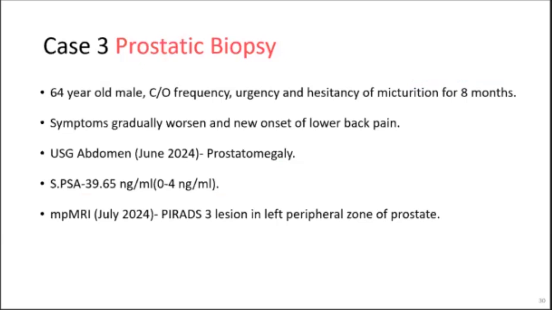Now I'll be talking about prostatic biopsies. A 64-year-old male complained of frequency, urgency, and hesitancy of micturition for 8 months. The symptoms gradually worsened and new onset of lower back pain was found. Ultrasound abdomen done in June 2024 revealed prostatomegaly. The serum PSA of the patient was 39.65 nanograms per ml. The multiparametric MRI done in July 2024 showed a PI-RADS 3 lesion in the left peripheral zone of the prostate.